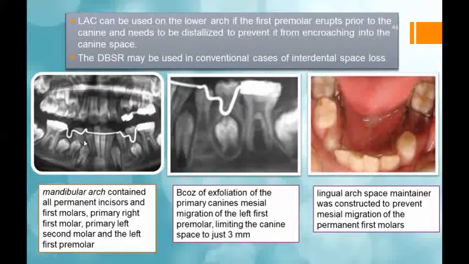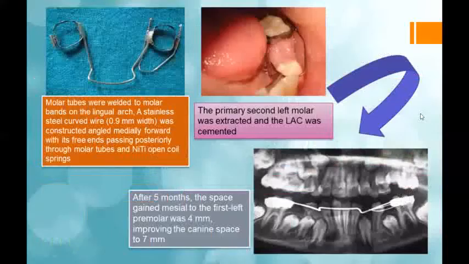Here, this OPG of the mandibular arch shows that all the permanent incisors are present, with the first molars, the primary right first molar, primary left second molar, and the left premolar. Here in the second IOPA, because of the exfoliation of the primary canine, there is mesial migration of the left first premolar, limiting the canine space to just about 3 mm. So a lingual arch space maintainer was constructed to prevent the mesial migration of that first permanent molar.